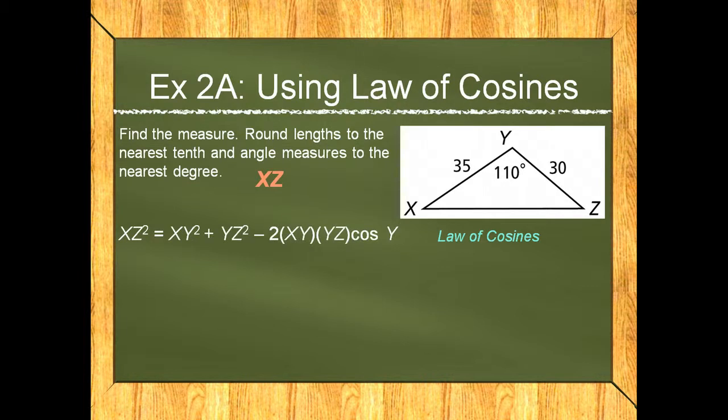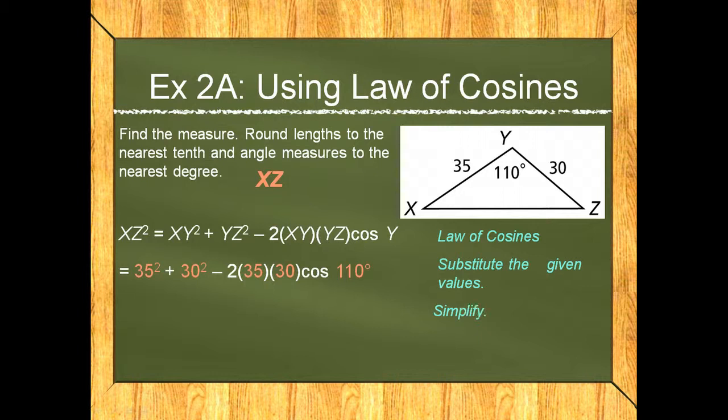So xz squared will equal xy squared plus yz squared minus 2 times xy times yz times the cosine of y. And we use y and its opposite side because that's the angle we're given. Okay? So then we plug in the values that we know, and we have 35 squared plus 30 squared minus 2 times 35 times 30 cosine of 110.